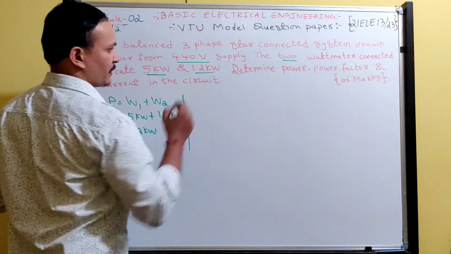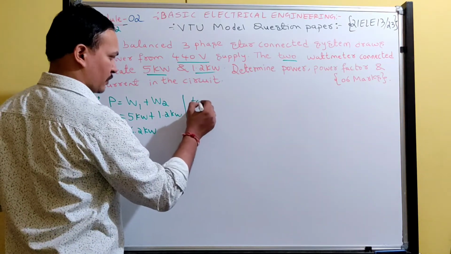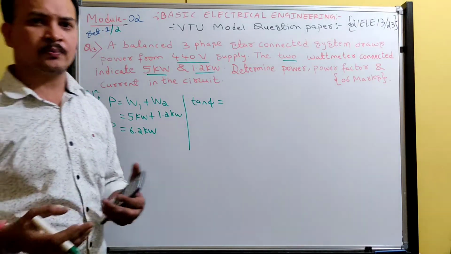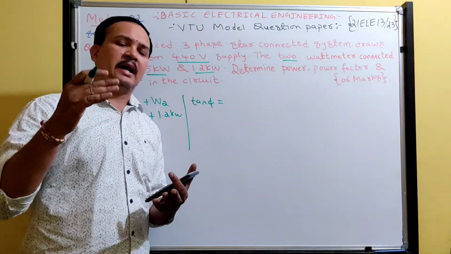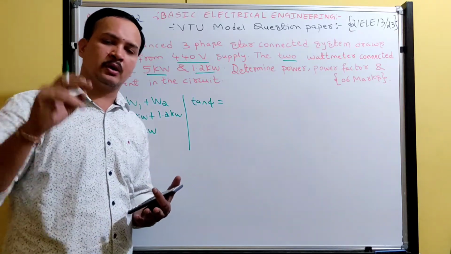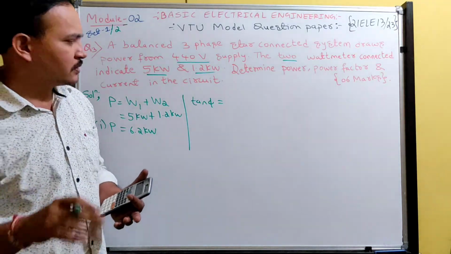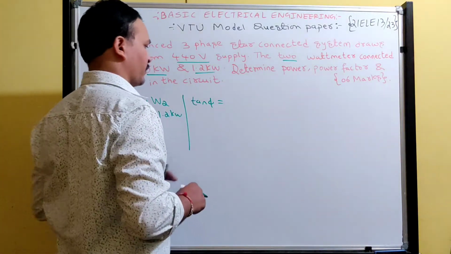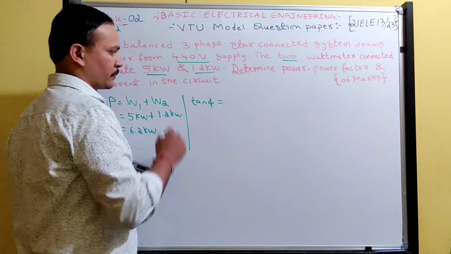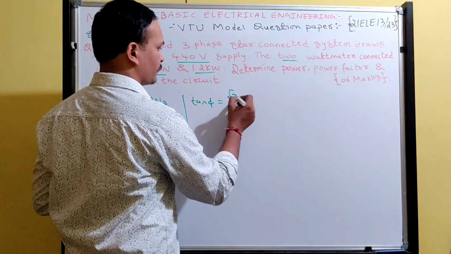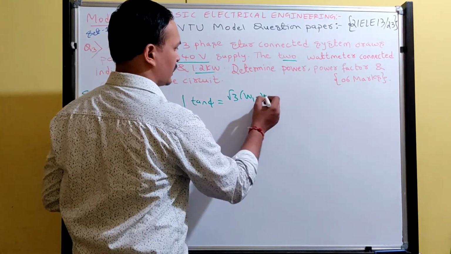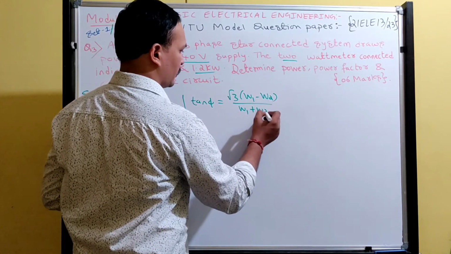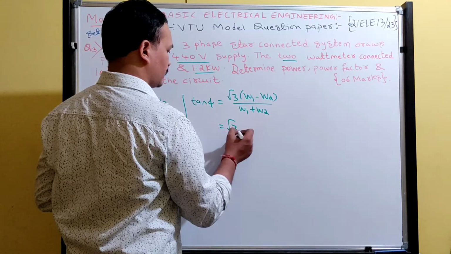Now, to find power factor, use this formula. Very easy way to solve. One formula is there: power factor is equal to cos phi is equal to cos of tan inverse of root 3 times (W1 minus W2) divided by (W1 plus W2). That is cumbersome, complex. Refer to this method to solve the problem. The tan phi formula is root 3 times (W1 minus W2) divided by (W1 plus W2). Very simple. Just write the values.